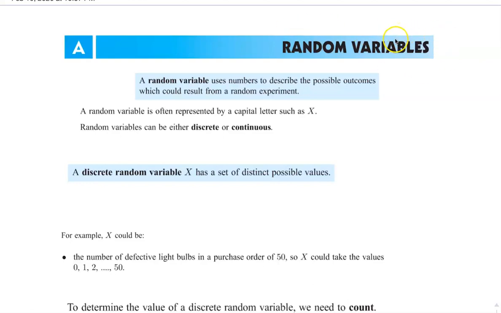Random variables. This lesson we'll talk about what a random variable is and how to use it to solve problems. A random variable uses numbers to describe the possible outcomes which could result from a random experiment. Random variables are often represented by capital letter X. So let's talk about this.